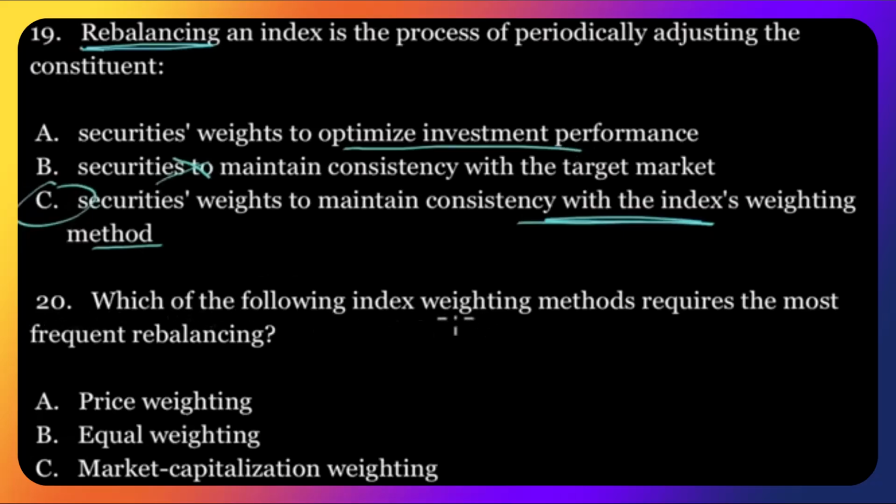20. Which of the following index weighting methods requires the most frequent rebalancing? Price, equal, or market cap weighting? Well, we did this in the review. We specifically said price will rebalance itself because as price changes, the weightings change. For market cap, well, as the number of shares outstanding and the price changes, the market caps change, and hence the weightings will change. Equal weighting. You have to do a lot of rebalancing there.